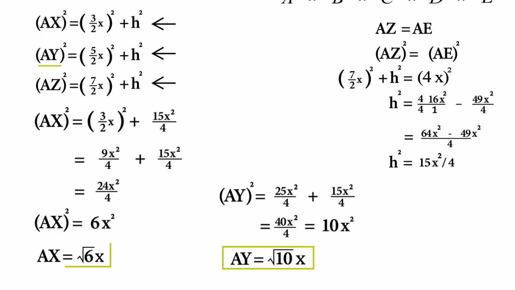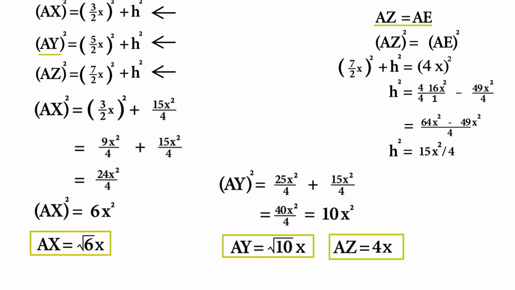So we got AY, we got AX. Now we need AZ, but AZ is equal to AE, so we don't need to do this algebra. AZ is just AE, and AE is 4x. So AZ is 4x. And there you go. There you've got the three sides.